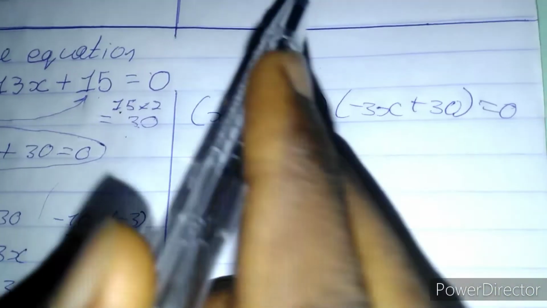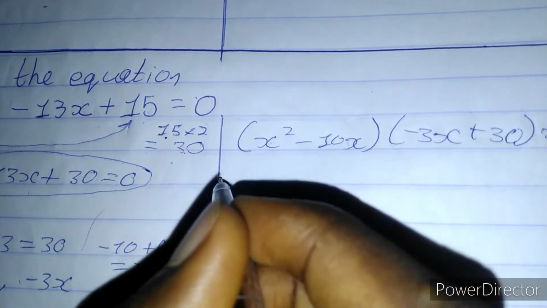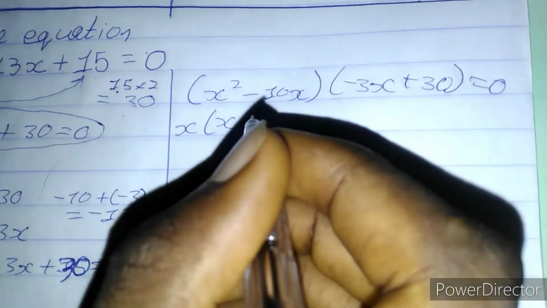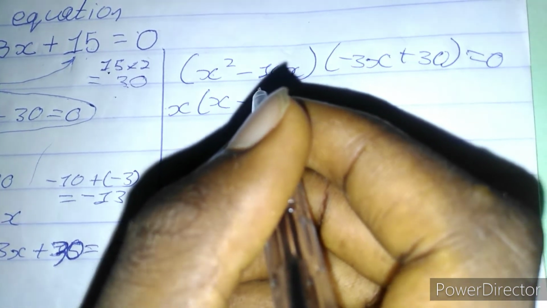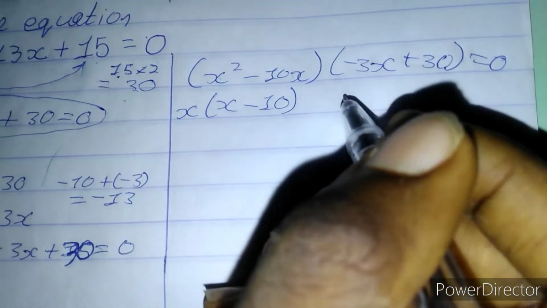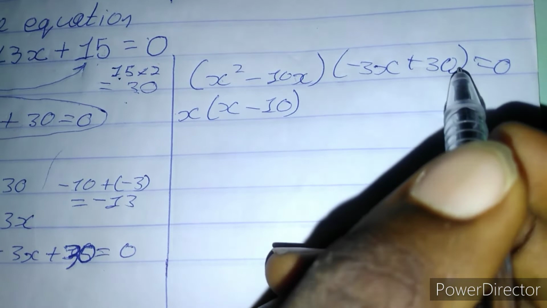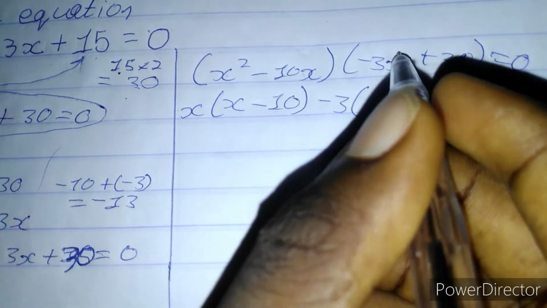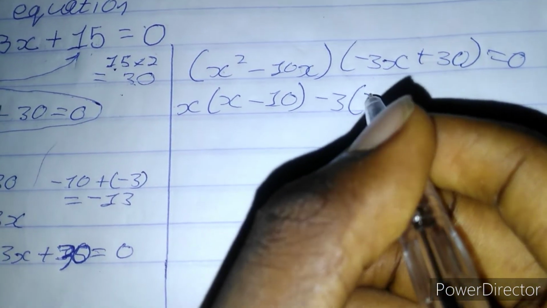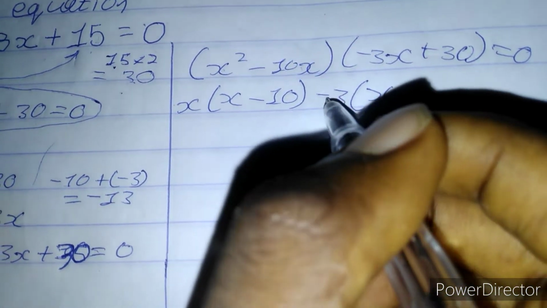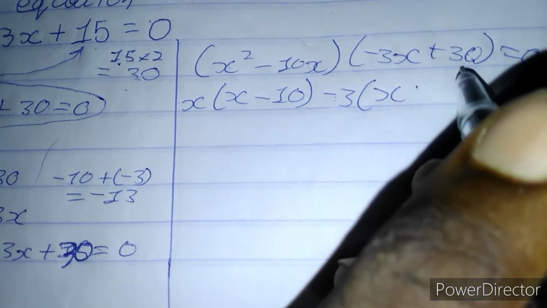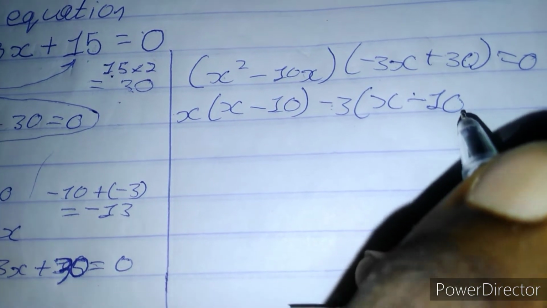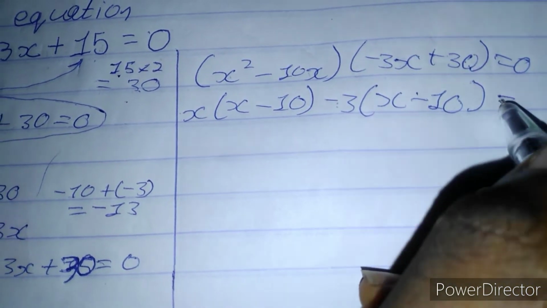As we've been seeing in other questions, we are collecting what is common here. x in x squared, that is going to be x; x in minus 10x, that is minus 10. Okay, what is common here? Minus 3 is common over here. Then minus 3 in minus 3x, that's x, and minus 3 in 30, that should be minus 10, which equals 0.